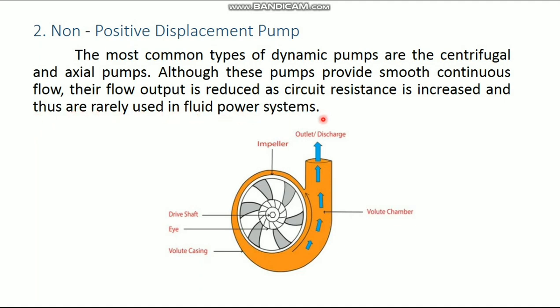In a non-positive displacement pump, an equal quantity of fluid will not be delivered for every revolution of the impeller or every stroke of the pump. This is the main disadvantage of this pump. In hydraulic power systems, we mainly use positive displacement pumps only. This is the centrifugal pump. Centrifugal pump is a major example of a non-positive displacement pump.